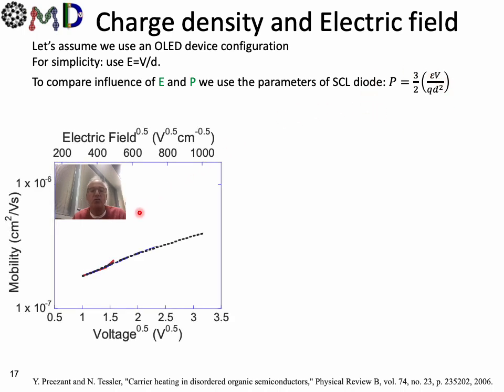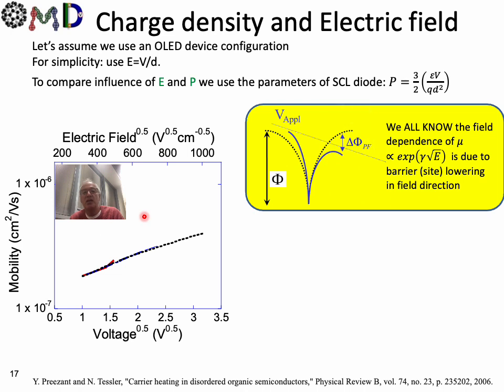So we run such a simulation and calculation, and you see we have a linear line on a log scale, meaning that the mobility is increasing exponentially as a function of the square root of the voltage, or the square root of the electric field. And that immediately links to our discussion of traps and barrier lowering.